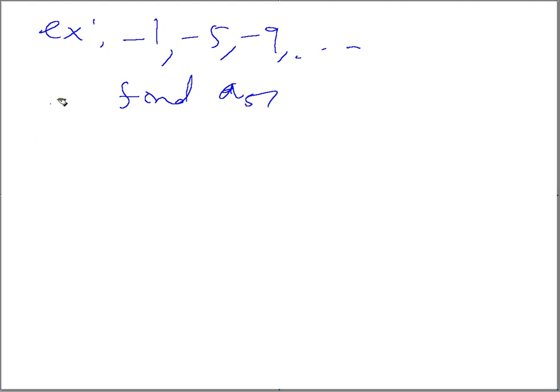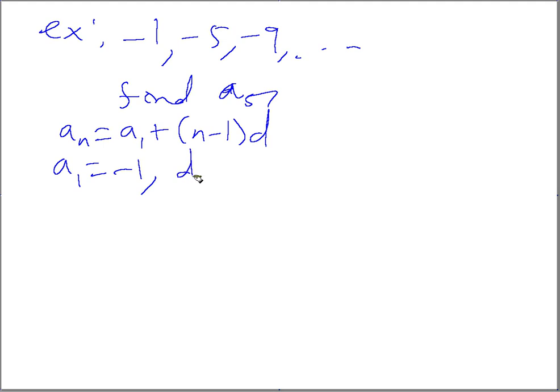So again, let's identify the key components. First of all, let's write the formula down again. An equal to A1 plus n minus 1 times the common difference. Writing the formula down helps you memorize it quicker. That's the nth term. So A1 was what? First term, -1. All right. What's the common difference? Well, common difference is what? -5 minus -1, second term minus the first term, or -9 minus -5. So it's up to you, but I just take the second one minus the first one. So -5 minus -1. Now again, that's going to be -5 plus 1, or -4. So that's the common difference, -4.